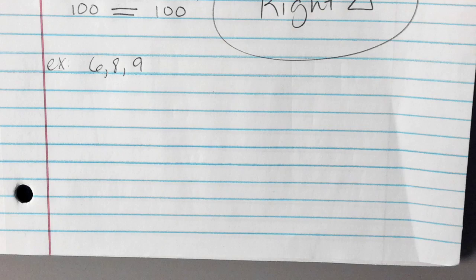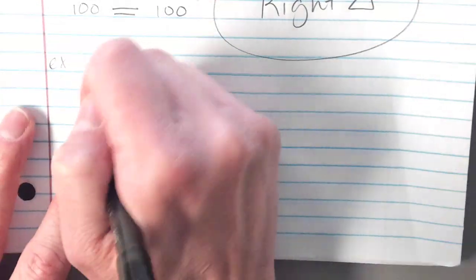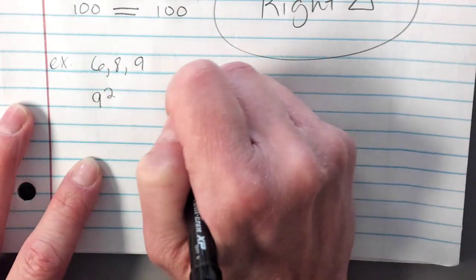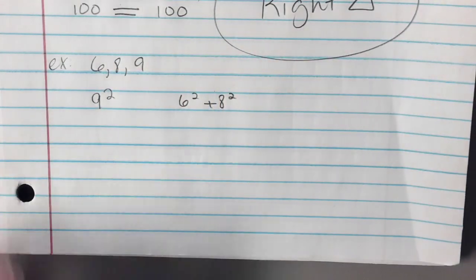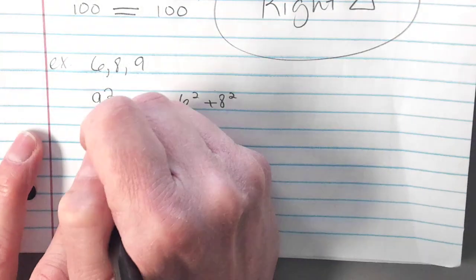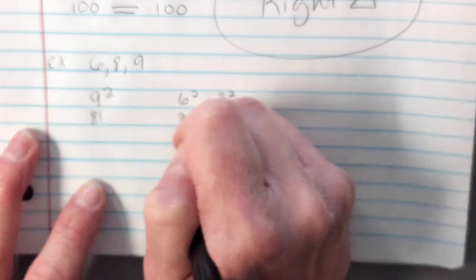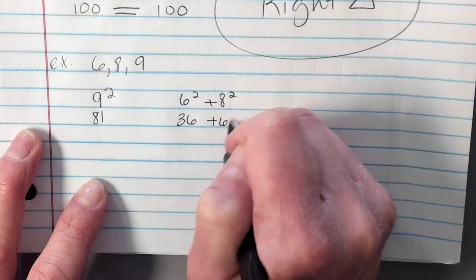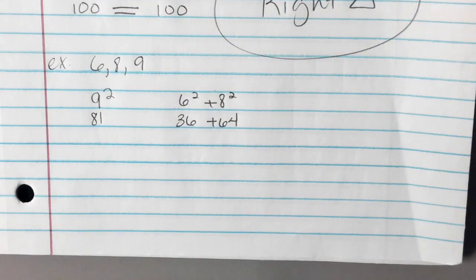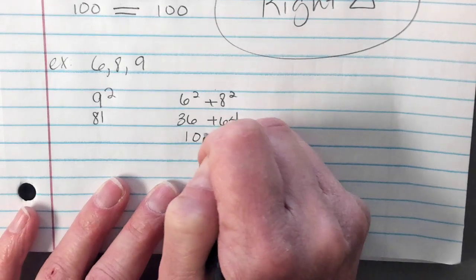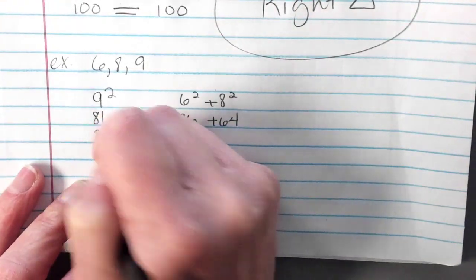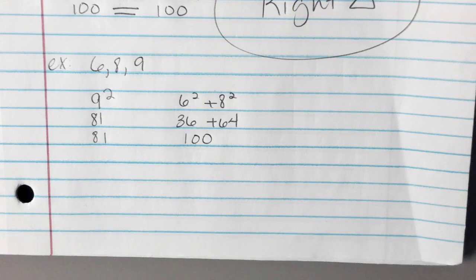So let's find out what kind. Pick the biggest side. That's 9. Square it. And give yourself some space. And find the sum of the other two sides squared. So square them and add them. So I'm doing some arithmetic for you.